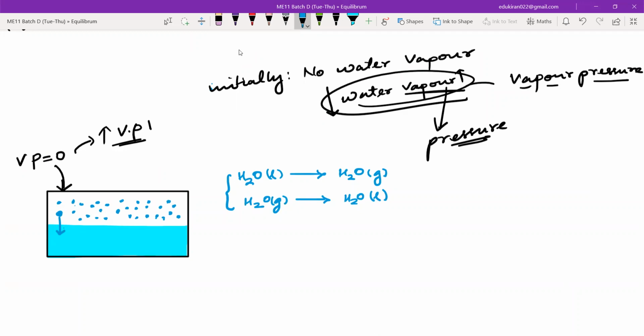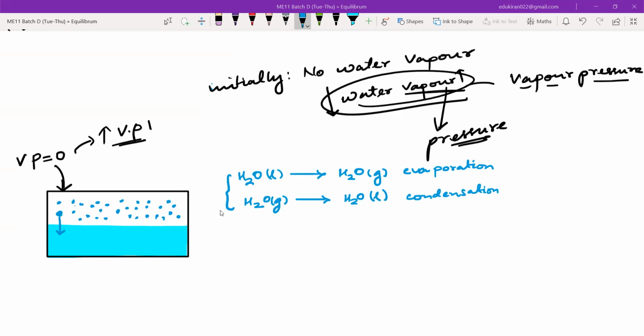Okay. Now, this is what? Evaporation. This is condensation. Now we will talk about the rate of evaporation and the rate of condensation.